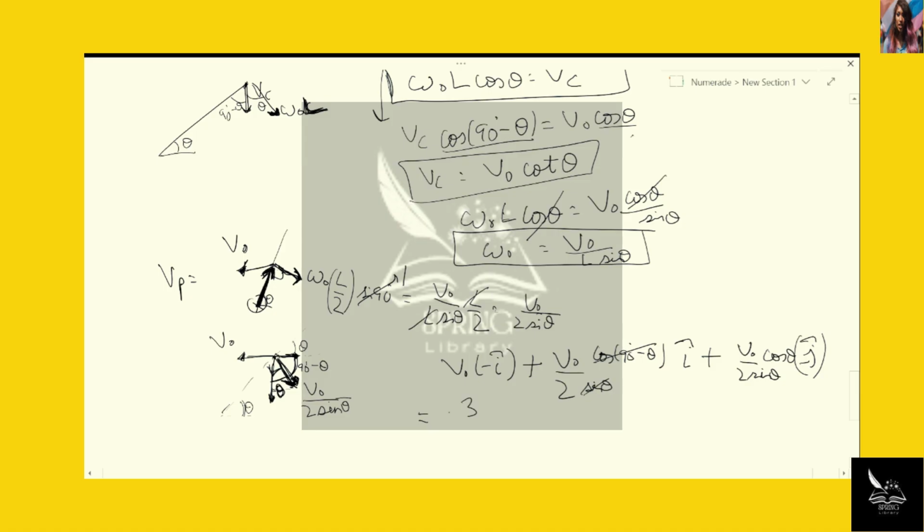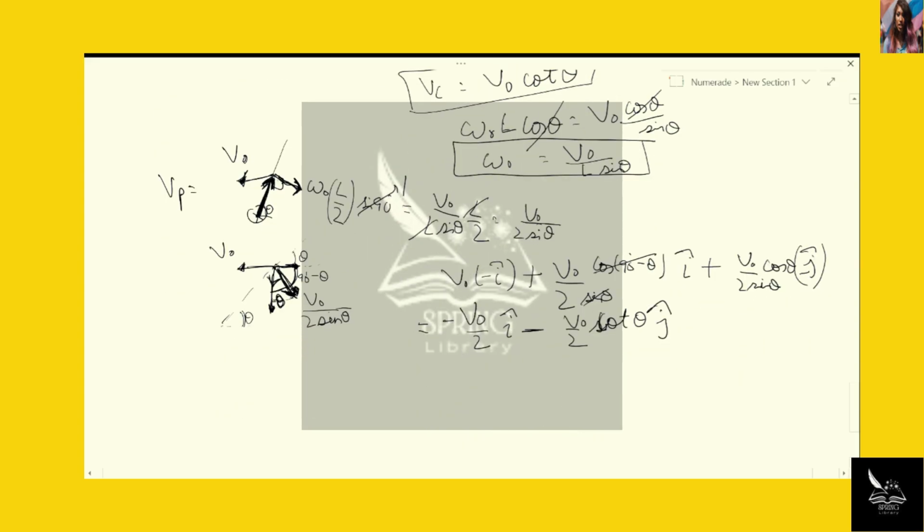So minus V naught plus V naught over 2 is just minus V naught over 2 i plus V naught over 2 cos theta over sine theta, which is cot theta, and this is minus, so let's just write minus here. So minus i minus j. So this velocity, if you look at the direction, and let's calculate some numbers.